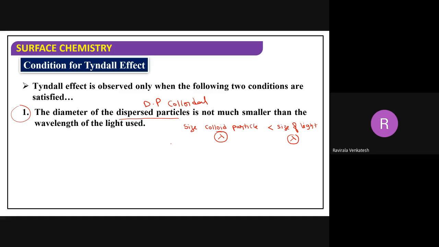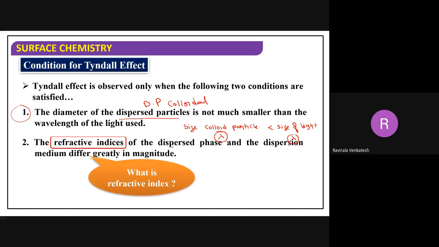We don't get that. The refractive indices of the dispersion phase and dispersion medium differ greatly in magnitude here. They should not have the same refractive indexes. They should have a difference in their refractive index.